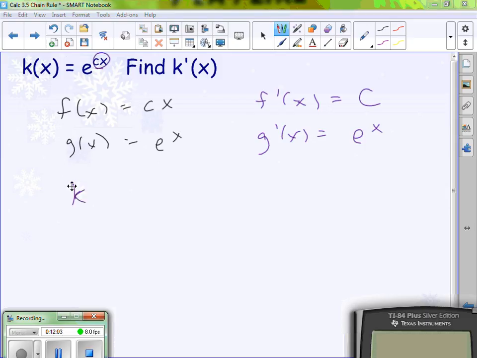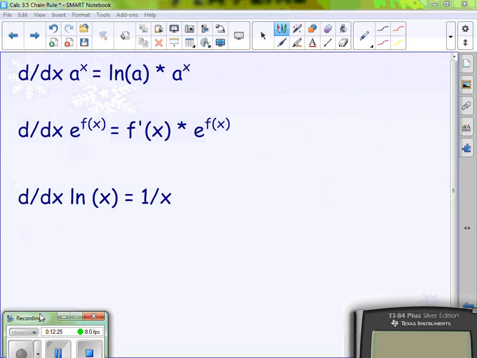So when I'm finding k prime, I take this e to the, but instead of writing x, I put cx, times by c, which is c e to the cx. You've noticed that it was pretty much the same thing, but that c got brought down.